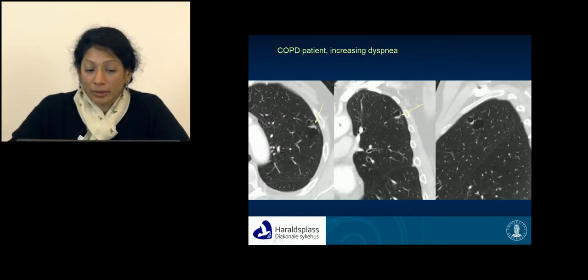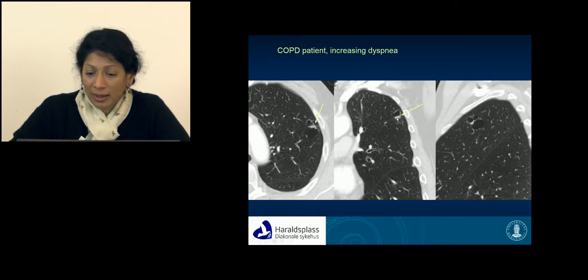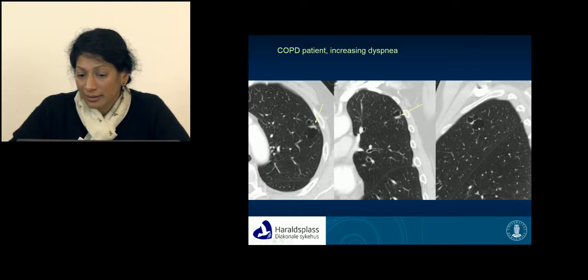So just to show you another example of a patient with COPD who had increasing dyspnea, we found this cavitary lesion, one almost cystic and partly cavitary lesion with this thick area. So the cyst wall here is very thin, but this is thick. Again, this is thin and this is thick, and this was a whole cancer. So you should remember that even thin wall changes can be cancer.